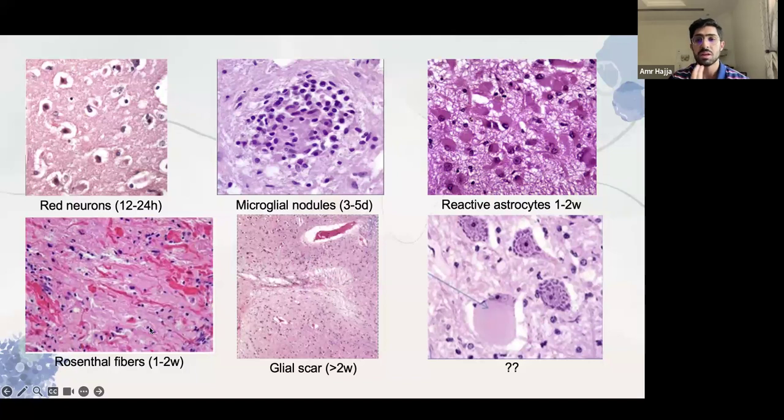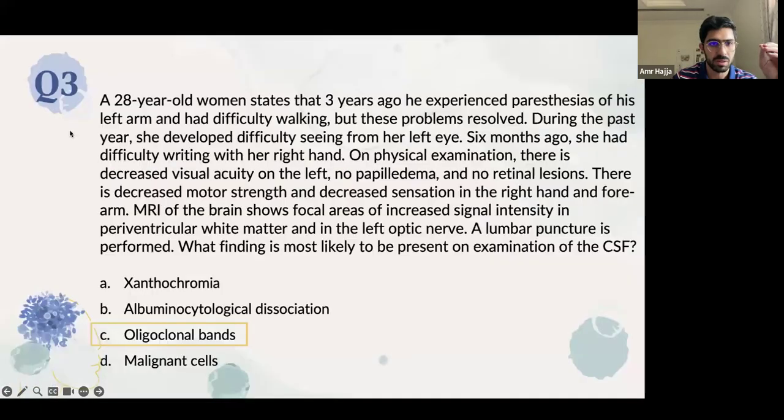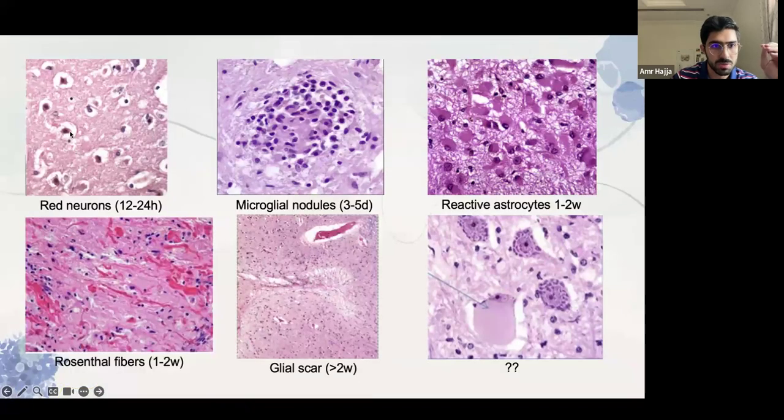Then after the reactive gliosis has formed, we're reaching about 2, 3, and 4 weeks. What will happen in 3 to 4 weeks? The glial scar will be formed. So we have the red neurons, which are basically the pycnotic nuclei with their eosinophilic cytoplasm. Then we have the microglial nodules within 3 to 5 days. Then we have reactive astrocytes. Rosenthal fibers are going to form within the reactive astrocytes phase, and at the end, glial scars. Leave this till the end. I'll talk about it later.